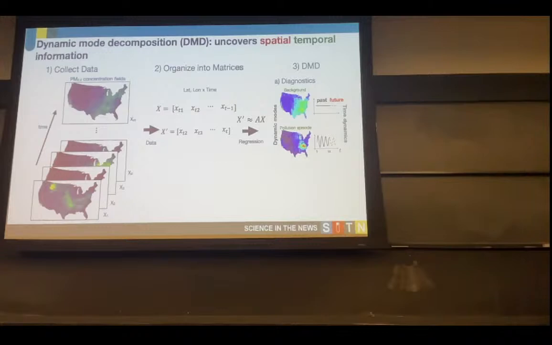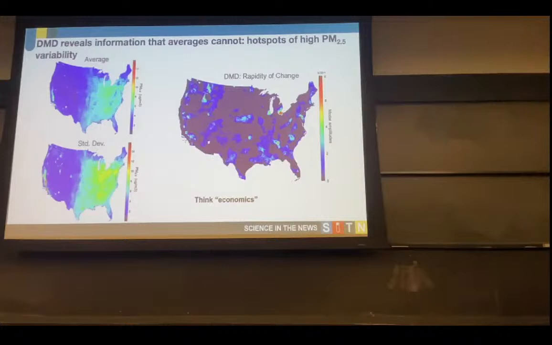And I'll show you why I didn't want to work with the average of a data set. So here I'm showing you the average of this 17 years worth of data, where you see that generally concentrations in the United States are higher in the east than in the west, except for parts of California.